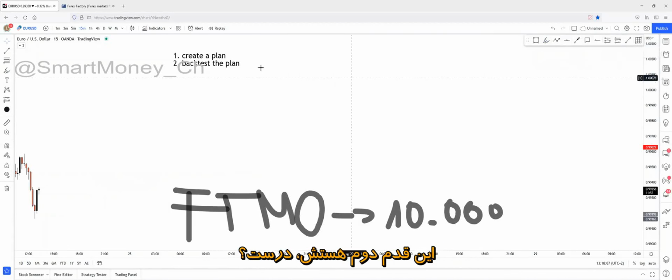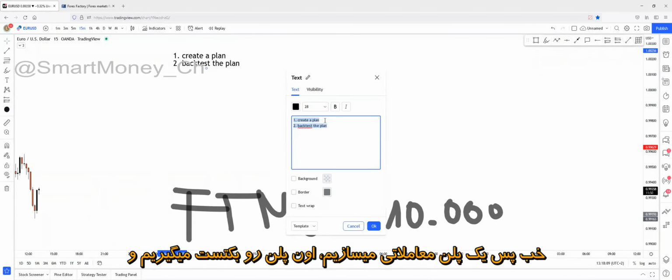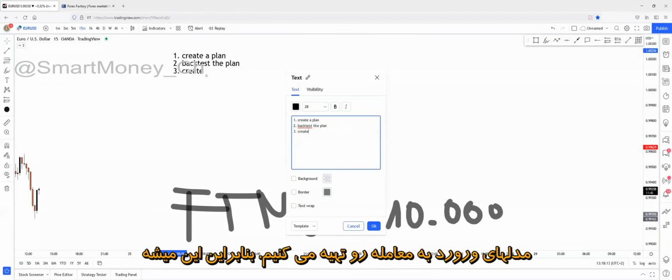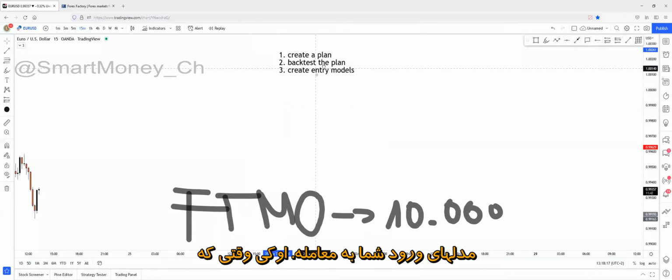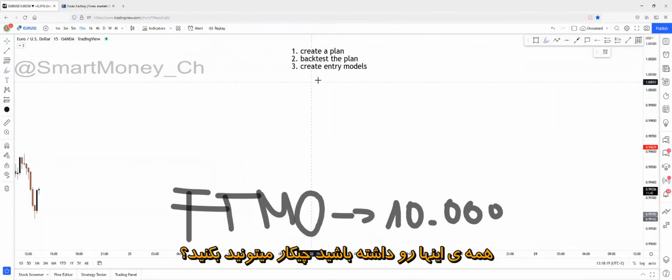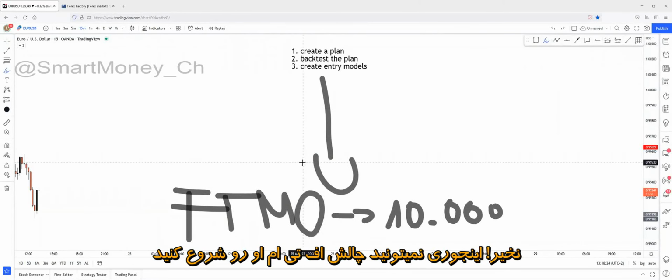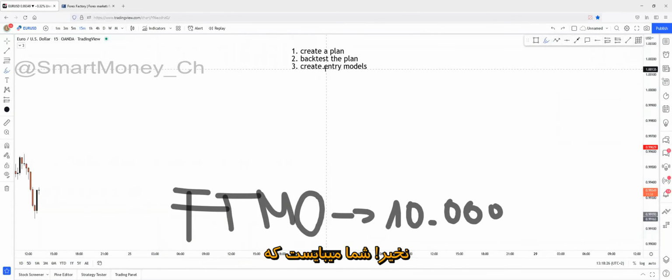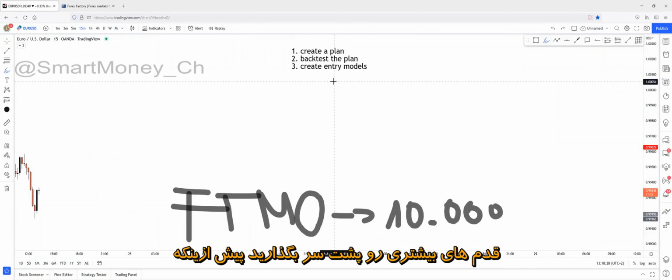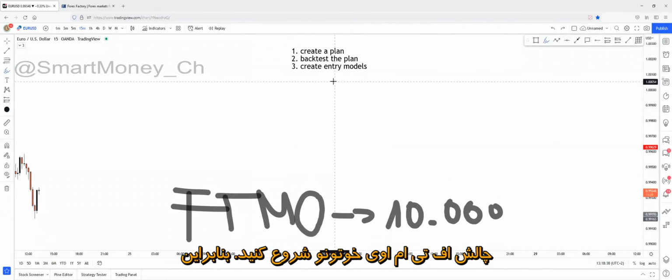Okay, this is the second step, right? So create a plan, backtest the plan, and third, create entry models. So these will be your entry models. Okay, what can you do when you have all of these? No, this is not a straight way down to FTMO. No, you're not going to start the FTMO challenge. No, you're going to complete much more steps before you start an FTMO challenge.